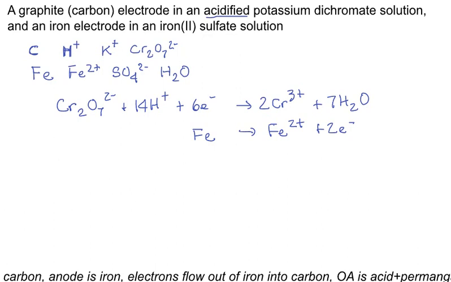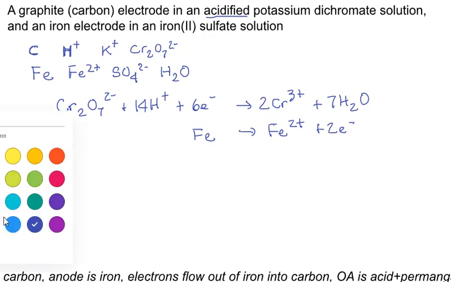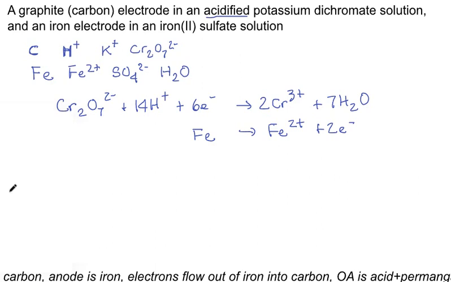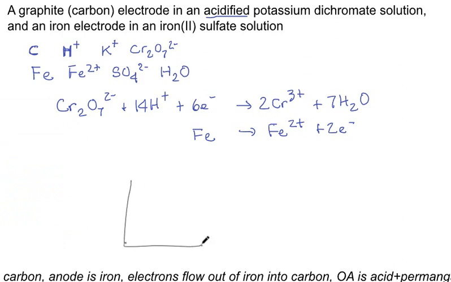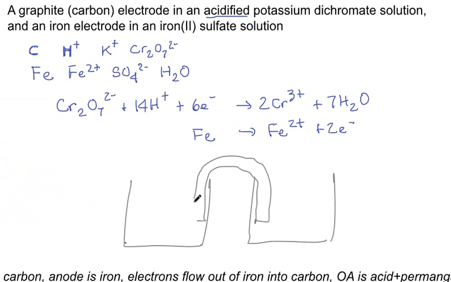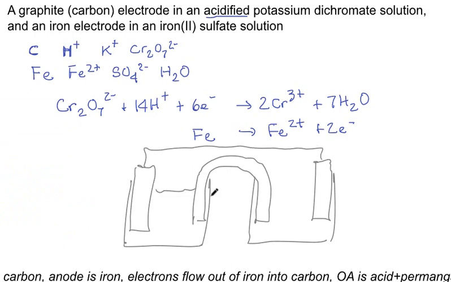Now, we're supposed to answer a bunch of questions about these, like which one's the cathode, which is the anode, and so on. So let's rough that out real fast. So we'd have our two containers, salt bridge connecting that, bar over here, wire connecting the bars, liquid, liquid. Pretty much all cells look like this.